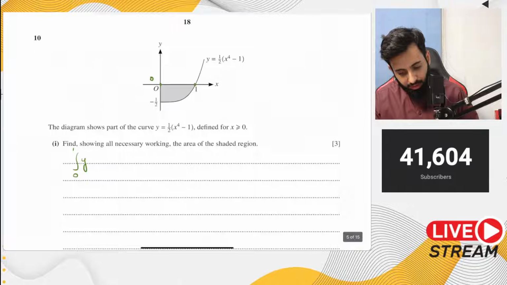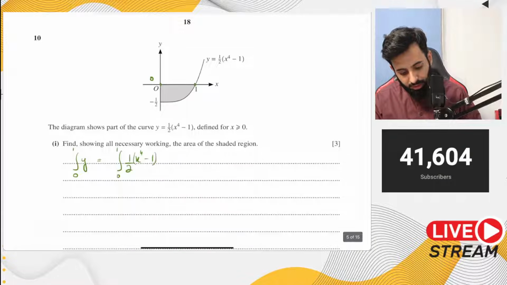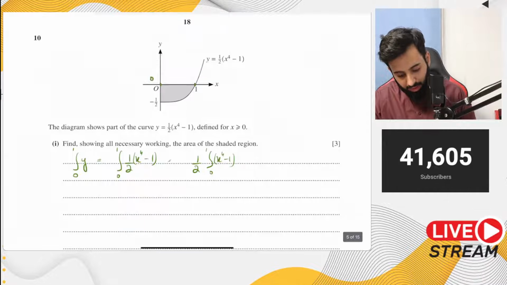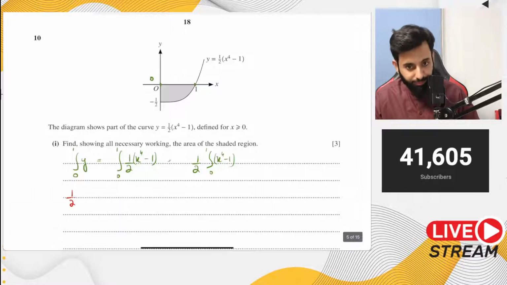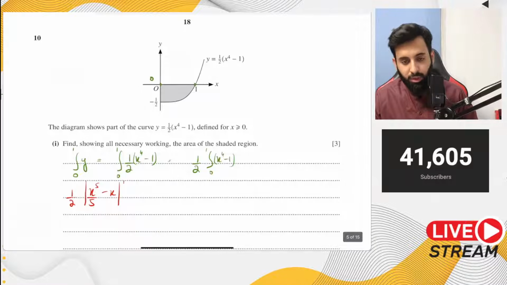So let's integrate this. 1 upon 2 x to the power 4 minus 1 within the limits 0 and 1. Because 1 upon 2 is a constant, I would prefer to bring it outside. Okay, so 1 upon 2 is outside, x power 4 minus 1 inside within the limits 0 and 1. Once you integrate it, here's what happens. 1 upon 2 stays intact. Okay, and now you're looking at x power 5 upon 5 minus x within the limits 1 and 0.